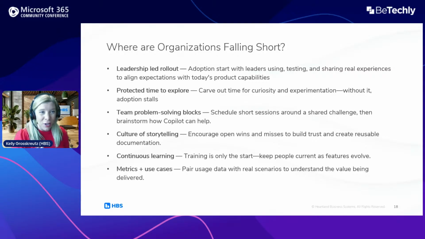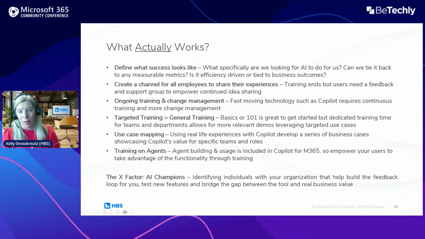So these are consistent places where we're seeing people and organizations fall short, and there are solutions for how they can get through it. So what's actually working is defining what success looks like. This is really challenging, especially as we're rewiring our brains for what the world of AI looks like. What are we specifically looking for AI to do with this or for us? Can we tie it back to a metric? Is our original metric the right one? That's another interesting question to ask.